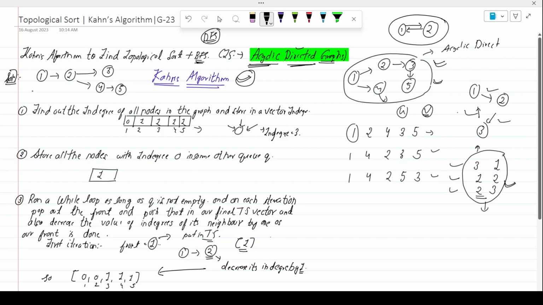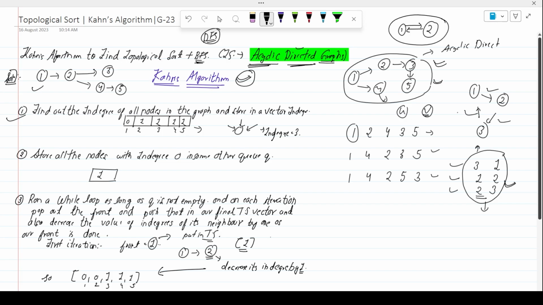Okay. So let's say we have this graph. First of all, we need to ensure that this is acyclic and this is directed. So we can simply observe it and conclude that yes, it is acyclic because we are not having any cycle. And at the same time, it seems directed as well. So what are the steps to find the topological sort? Well, I have pointed out all the steps here. First of all, we need to find the in degrees of all the nodes in the graph and store them in a vector indegree.